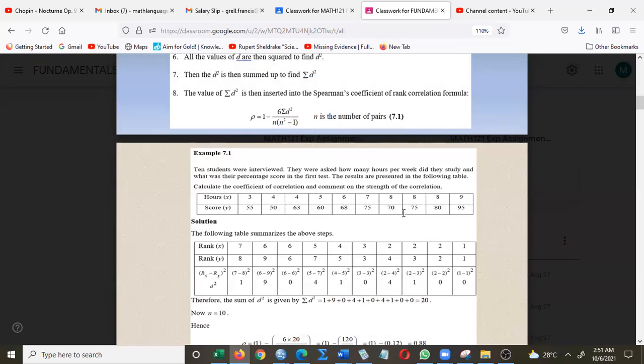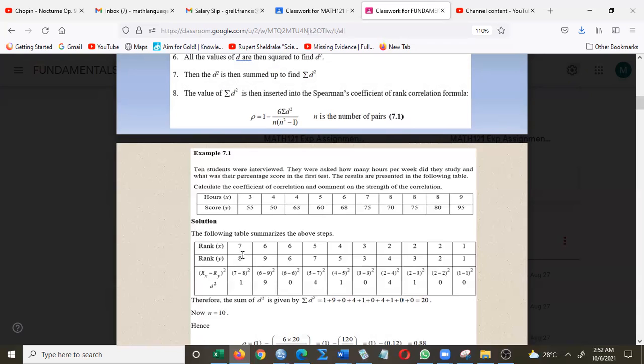Here you have 75, and then you skip 70, 75, so you have a rank of 3. And then you come back to 70, which is the fourth highest, the rank of 4. 68 is the fifth highest. 63 is the sixth highest, it gets a rank of 6. And then you come back to 60, it gets a rank of 7. And then 55 is the eighth highest, it gets a rank of 8. And then you have 50, it gets a rank of 9.